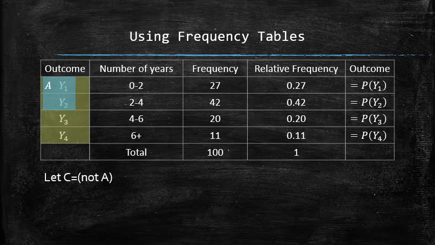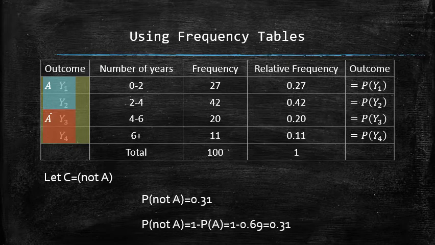Let C be the complement of A. As the Venn diagram suggests, the event C is made of the 2 outcomes, Y3 and Y4, so its probability is equal to 0.20 plus 0.11, which is equal to 0.31. We can also obtain the same result by using the complementary rule.